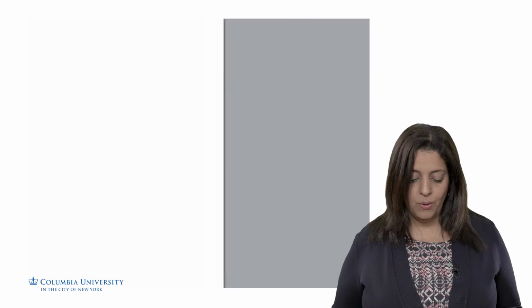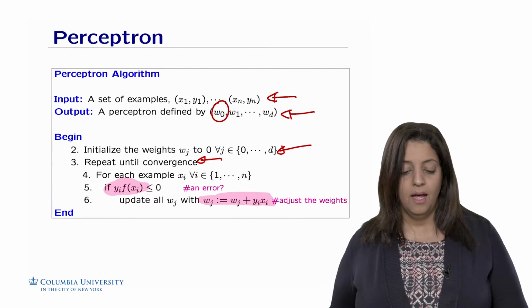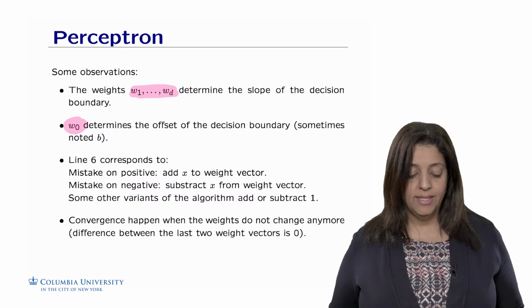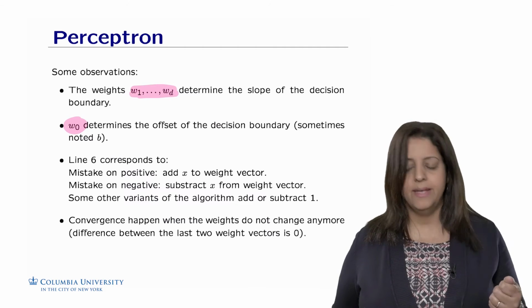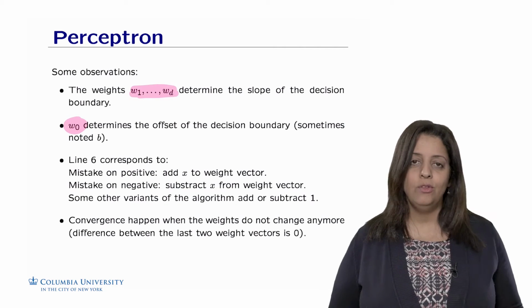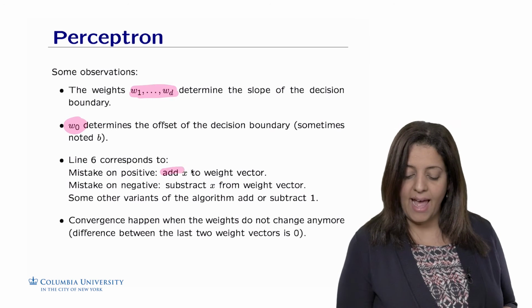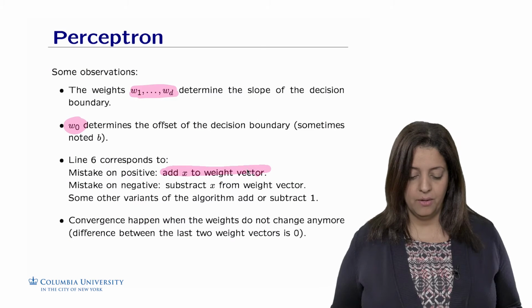Let's clarify what line 6 represents. Line 6 represents updating the weights. How do we update the weights? If we make a mistake on a positive example, which means that yi is +1, f of xi is -1, then the way to fix the weight is to add x to the weight vector, right? So I'm going to tilt the hyperplane accordingly.